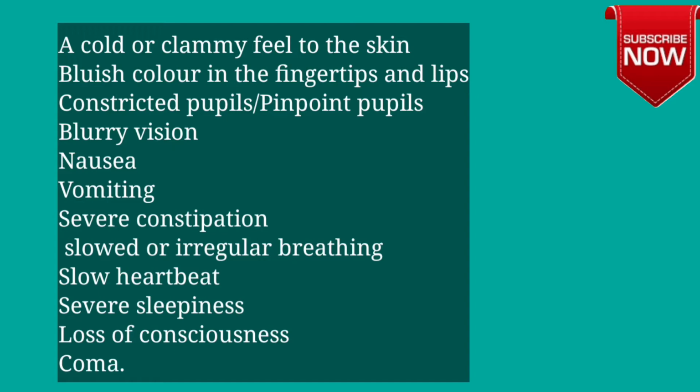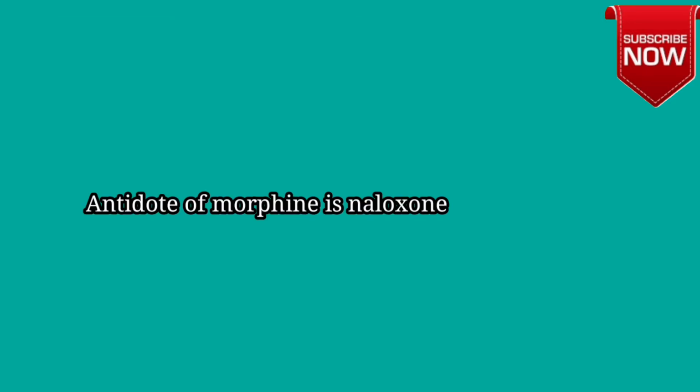Symptoms of morphine overdose: a cold or clammy feel to the skin, bluish color in the fingertips and lips, constricted pupils, blurry vision, nausea, vomiting, severe constipation, slow or irregular breathing, slow heartbeat, severe sleepiness, loss of consciousness, coma. Antidote of morphine is naloxone.